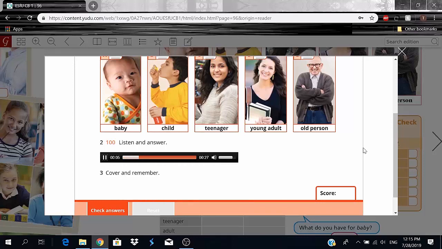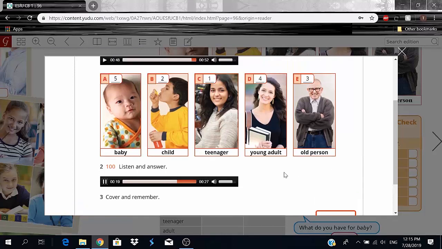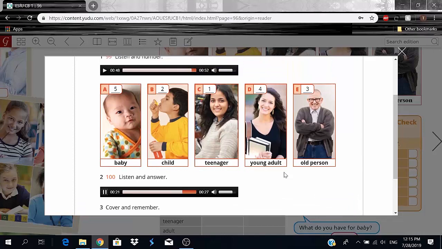Exercise E2. Listen and answer. How old is the baby? How old is the boy? What about the teenager? Is the woman about 50? Is the old person about 60?